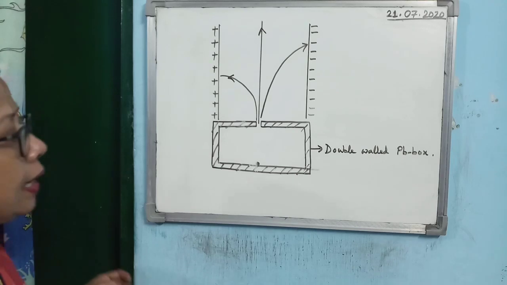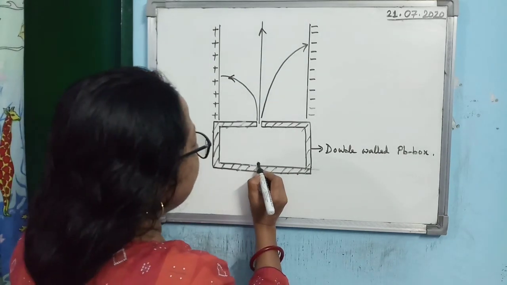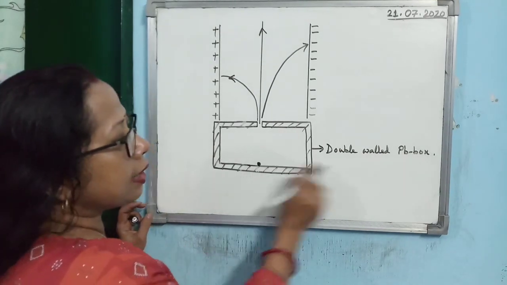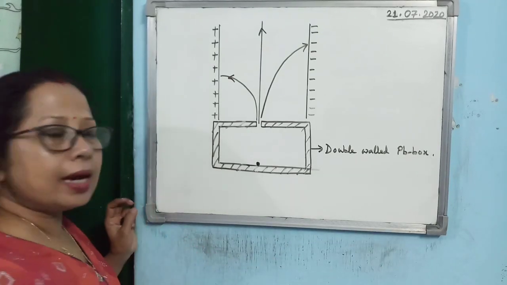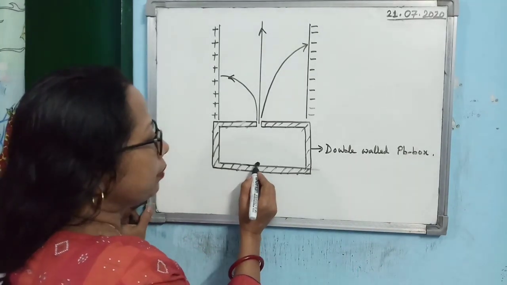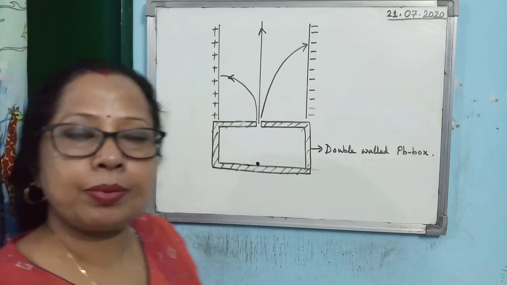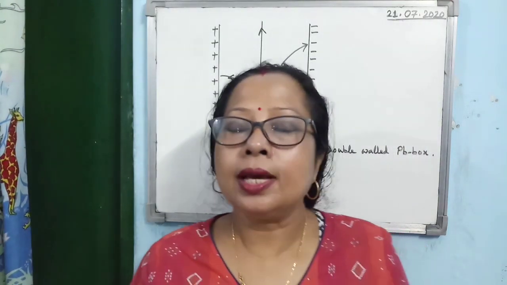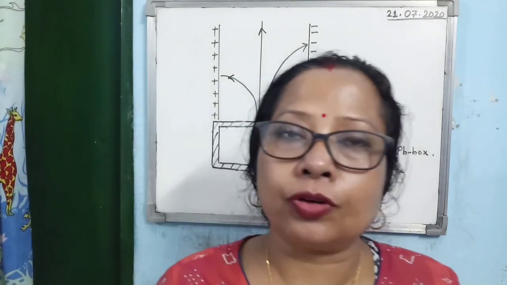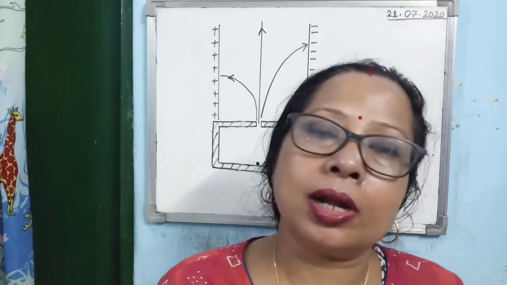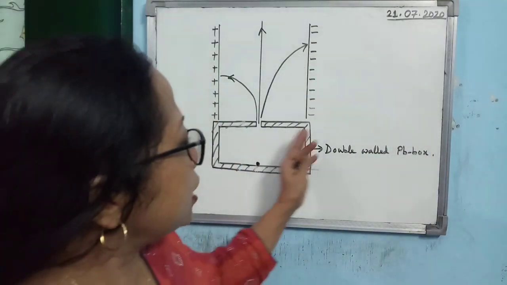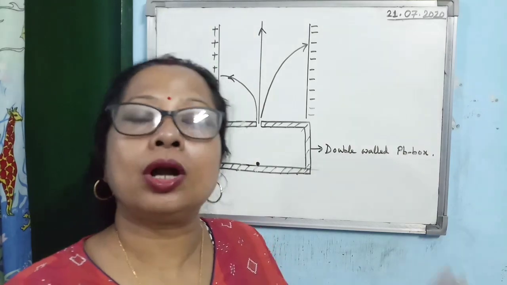Rutherford, what he did, he kept one radioactive substance inside a double-walled lead box. Why a double-walled lead box? Because when alpha, beta, gamma radiations come out from the radioactive substances, they are extremely harmful to living beings. All right. So the radiation should not spread in all directions.